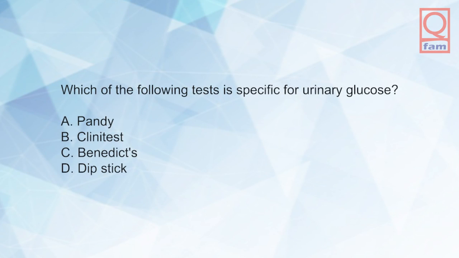Which of the following tests is specific for urinary glucose? A. Pandy. B. Clinitest. C. Benedict's. D. Dipstick. The answer is D. Dipstick.